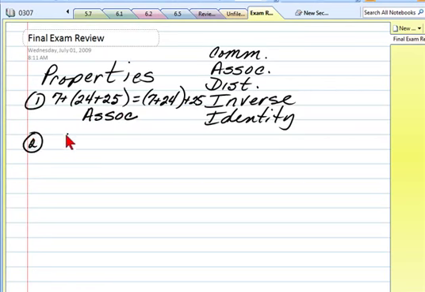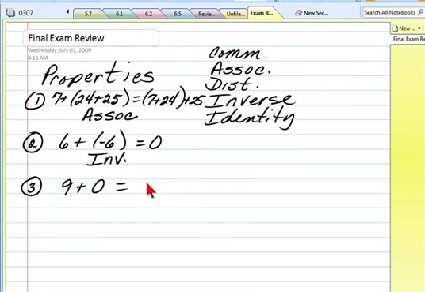Number 2 has 6 plus negative 6 equals 0. What is the relationship between 6 and negative 6? They're inverses, and that is an inverse property. Number 3, 9 plus 0 is equal to 9. And what is the relationship between 9 and 0? 0 is the identity.